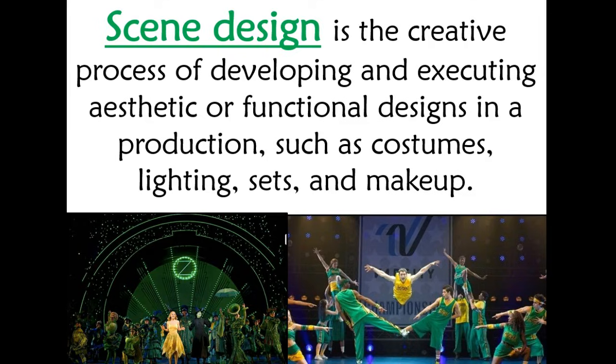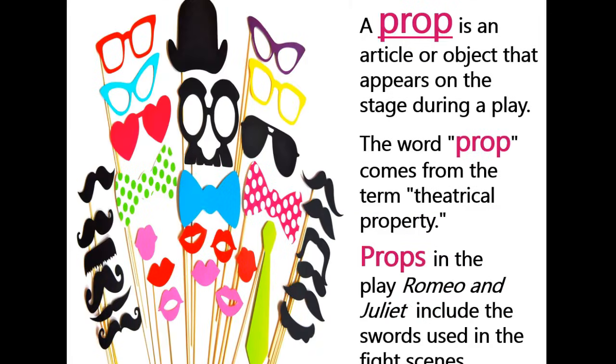Scene design is the creative process of developing and executing aesthetic or functional designs in a production. This can include costumes, lighting, sets, and makeup. A lot of people who are very creative or artistic will get into set design because you can be wild and outrageous, or even sometimes very simple. Some plays include lights, you might have smoke, or in some plays the set design would be simply a piece of furniture, or maybe two. Scenes are all different, and what you want to do is pay attention to the stage directions, which we'll get to in a second.